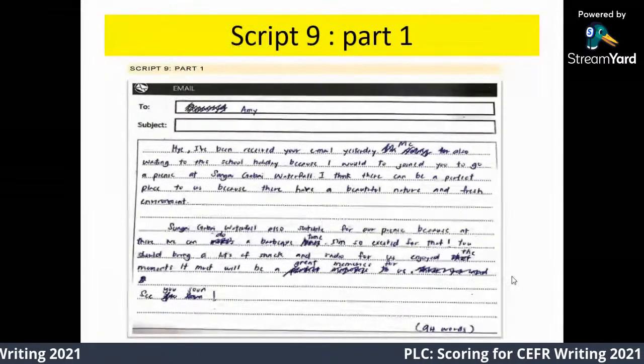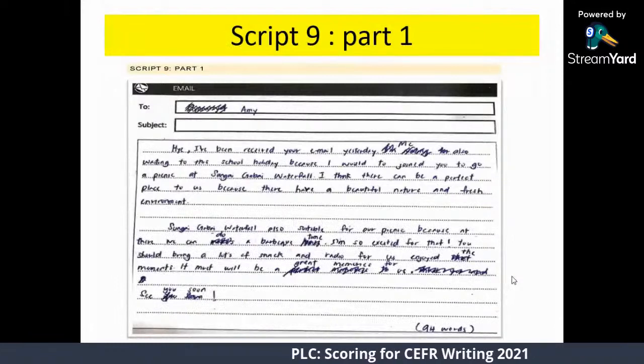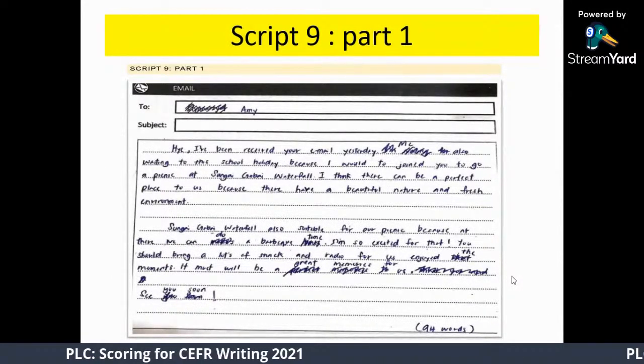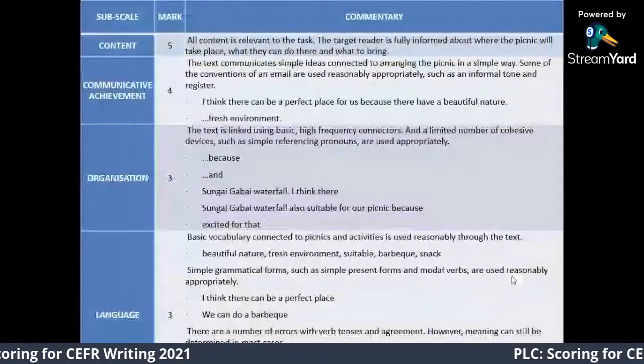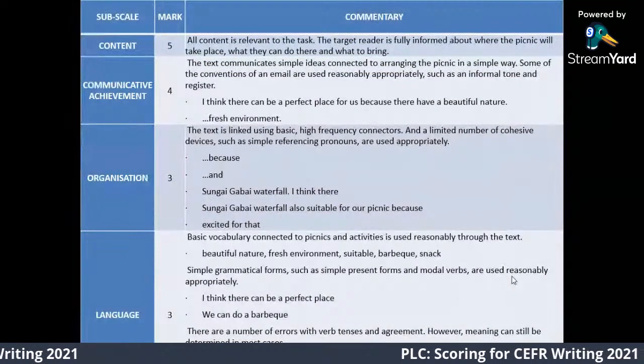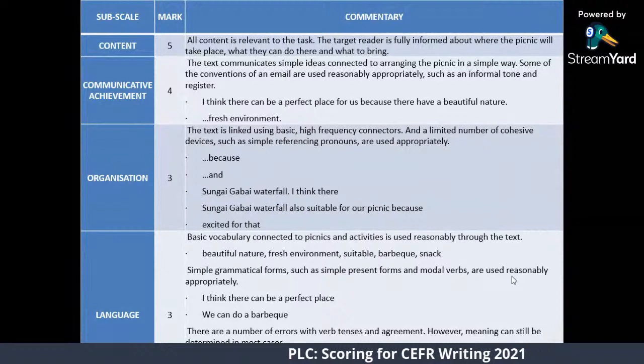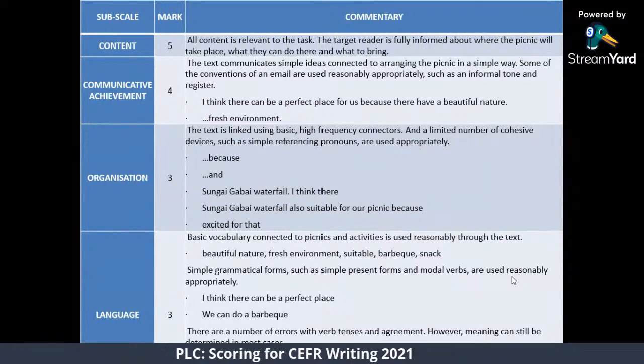Izul, can you go to the next slide? It should say writing module. Izul, if you can go. Yes, thank you. So it was 5, 4, 3, and 3. So the total was only 15, 15 out of 20 for part 1.